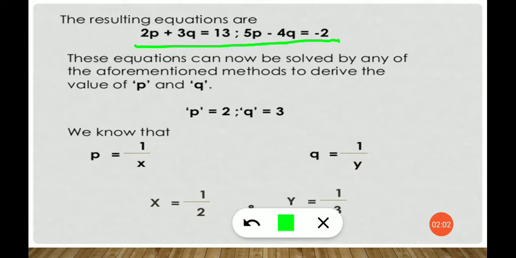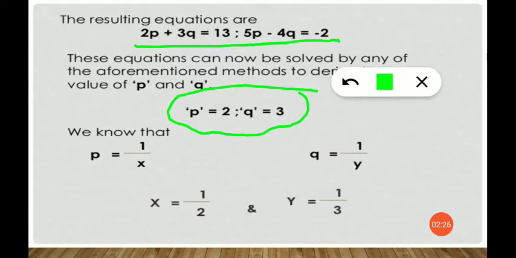Now we have to solve these two equations to find the values of p and q. We can use any method to solve these two equations, either elimination or substitution. After solving, we will get p is equal to 2 and q is equal to 3. But the question is not to find the values of p and q. We have to find the values of x and y.